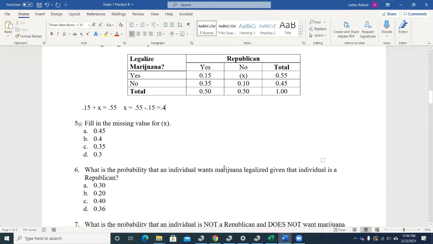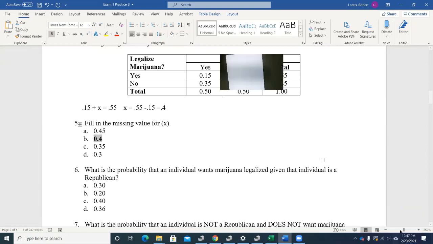So what's the probability that an individual wants marijuana? Well, as we go through these, I'll try to bold the answers. So if we're falling a little bit behind, we still have that. So what's the probability an individual wants marijuana legalized given that they're a Republican, right? So this is a scenario where we're looking for a conditional probability.